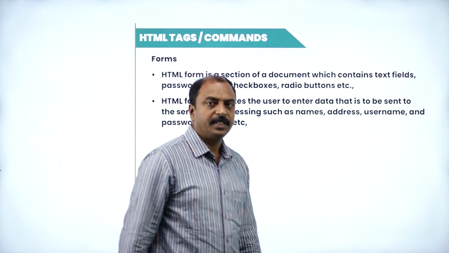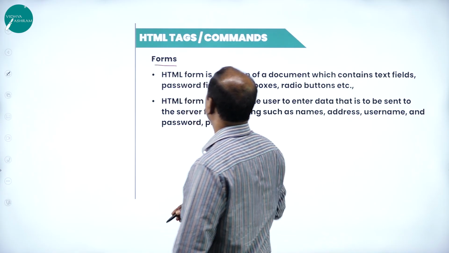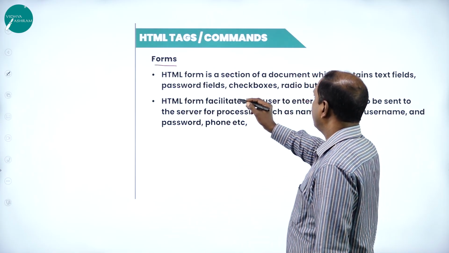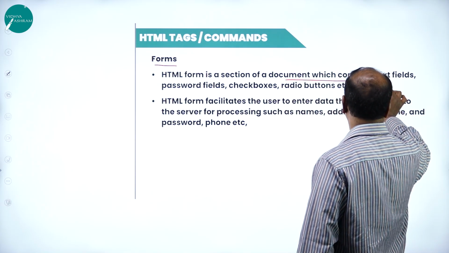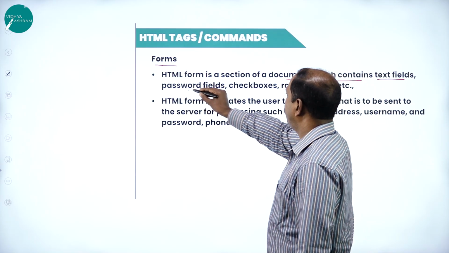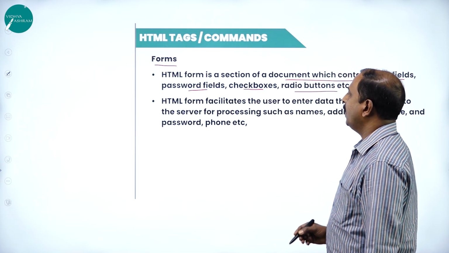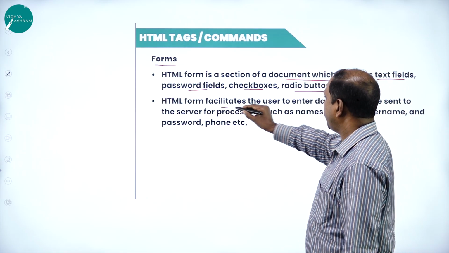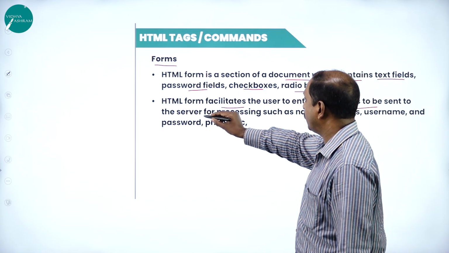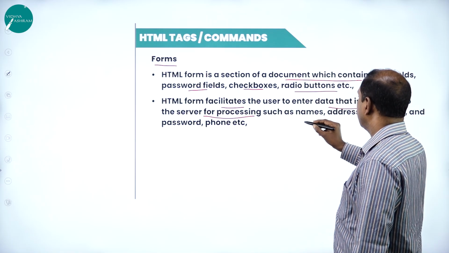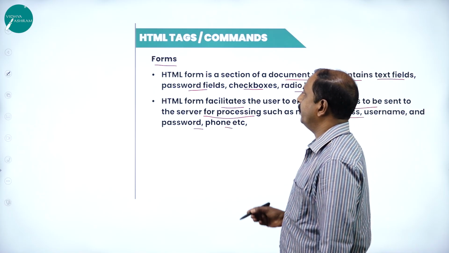Let us start with the definition of what are HTML forms. An HTML form is a section of a document which contains a text field, password field, checkbox, radio buttons, etc. And an HTML form facilitates the user to enter data that is to be sent to the server for processing, such as names, address, username, password, etc.